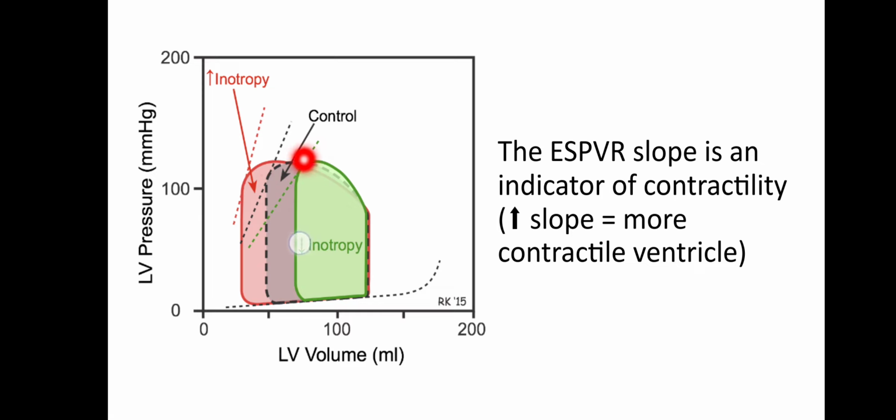So this black dotted line shows the normal inotropy. When the inotropy decreases, that shows the stroke volume decreases. So the slope of the ESPVR decreases. But as the inotropy increases, that is shown as a red line, and the slope of the ESPVR increases. So the steeper the slope, the more contractile the ventricle.